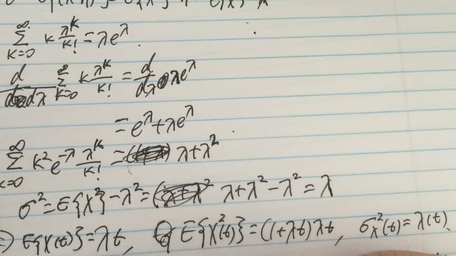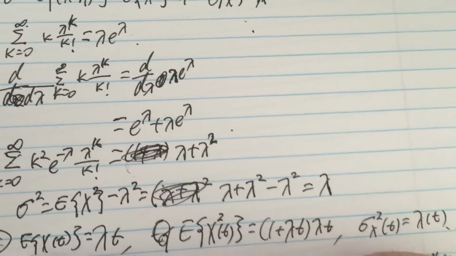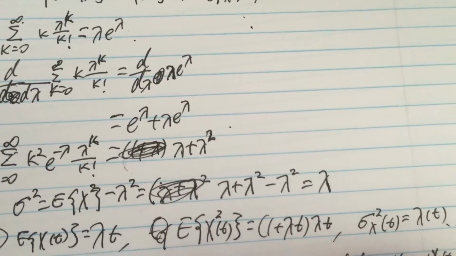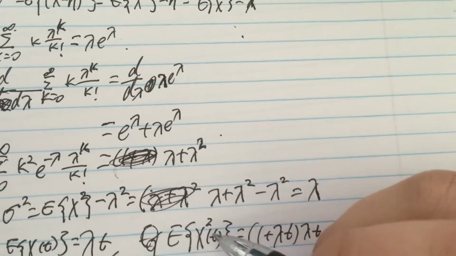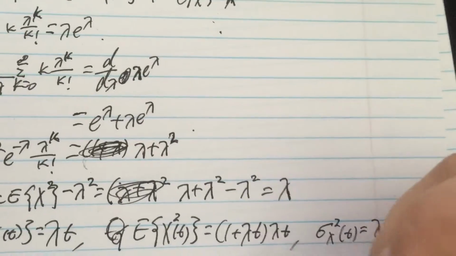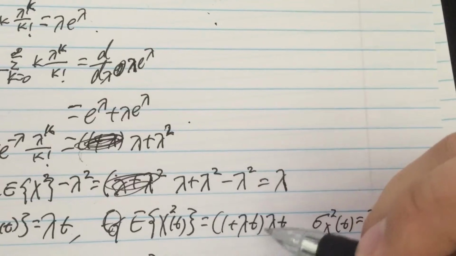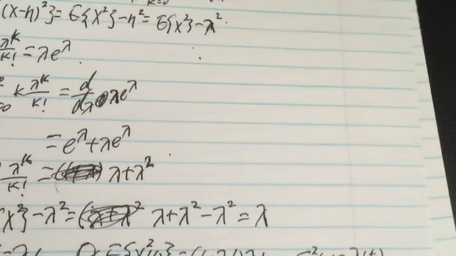Then we can get E[X(t)] equal to lambda t. Then E[X(t) squared] is equal to 1 plus lambda t times lambda t.